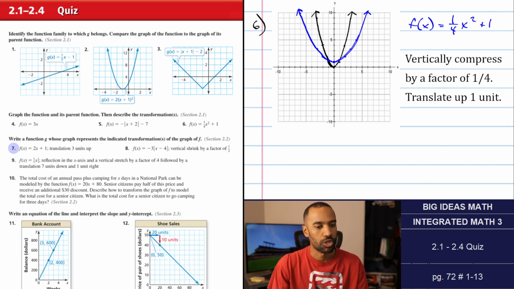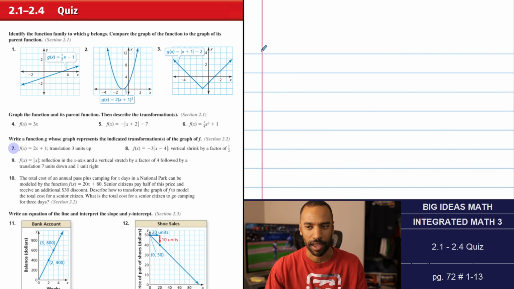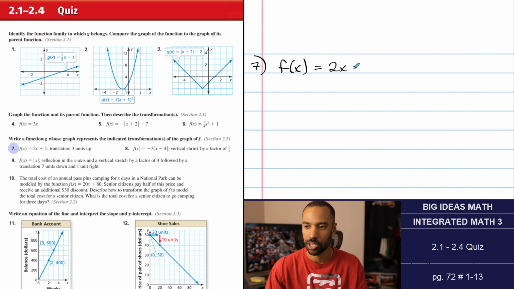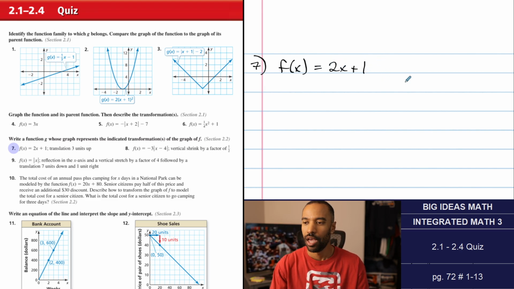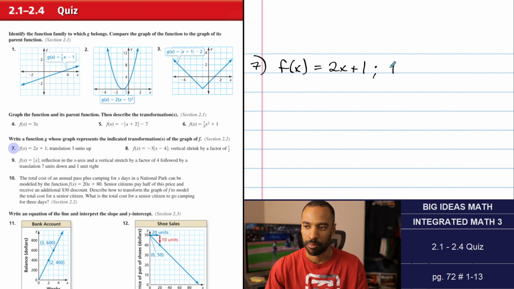Okay, we're going to section 2.2, and we have numbers 7 and 8, where we have to write a function g whose graph represents the indicated transformations of the graph of f. Let me go on to the next page and see what they're talking about. I don't think we're graphing. We could, but we have f of x equals 2x plus 1. That looks like a linear function. Oh, and we are going to translate, I remember these. We're going to translate 3 units up.